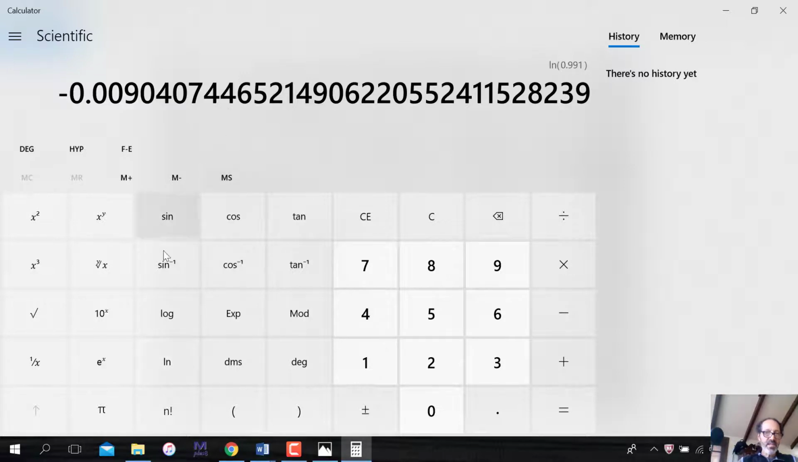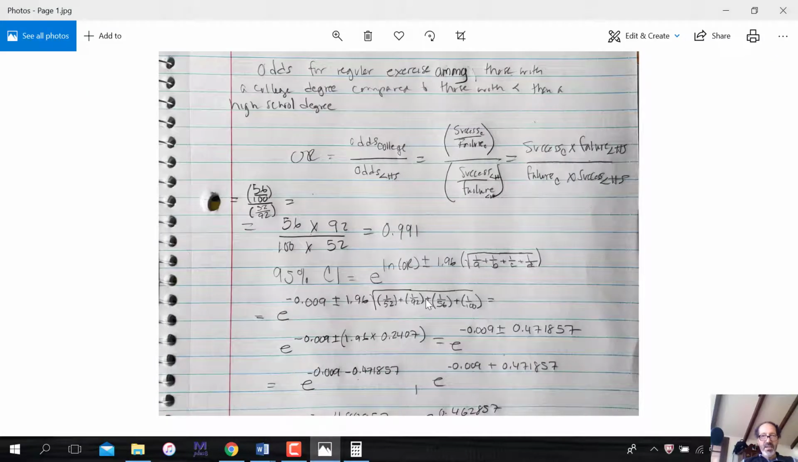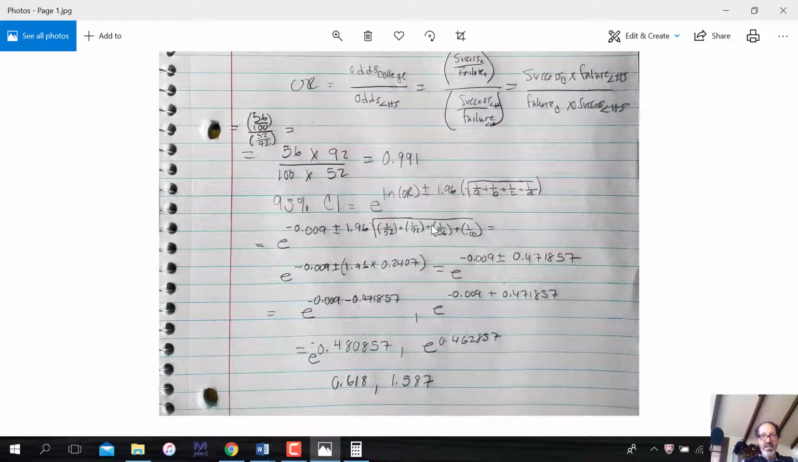By the way, that exponentiation is doing this. So it'll get us back. You see how they're related? One is the inverse of the other. So that's why we do it again in the end, because we want to get it out of the natural log scale. So let's go back here. And yes, we got minus 0.009.